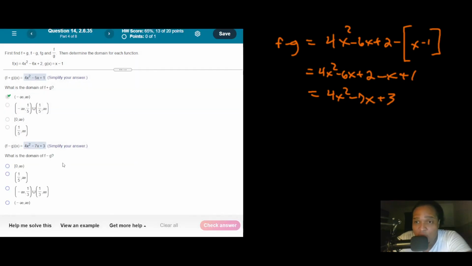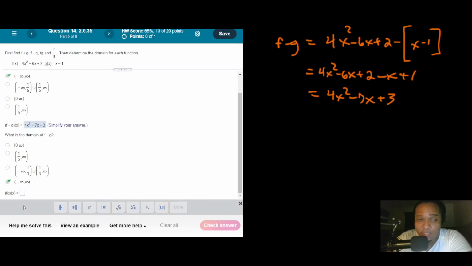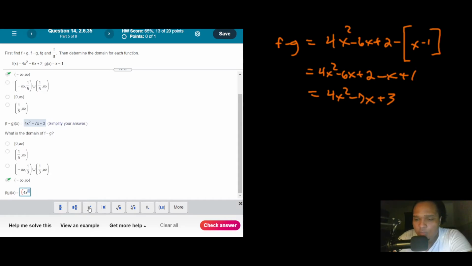3. Okay, domain: no fractions, no square roots, so negative infinity to positive infinity. f times g. We're just going to take all of f and multiply with all of g and leave them in parentheses. There is no need to simplify, and technically it's already simplified if it's in factor form. So 4x squared minus 6x, then plus 2, close it up. Finger slip. Okay, x minus 1.